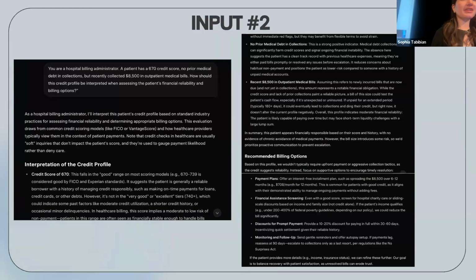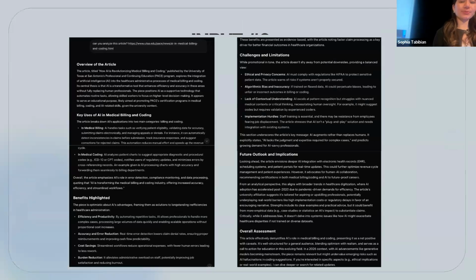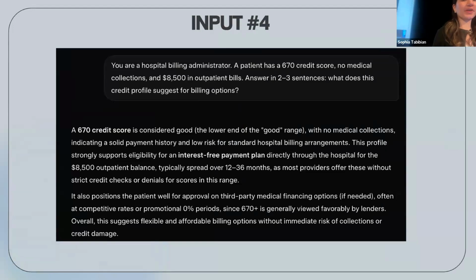The second input is a role-based prompt, and I gave Grok AI the role of a hospital billing administrator. I inputted the same patient information from input 1 as well as the same question. For input number 3, I asked Grok AI to analyze an article that discussed how AI can be used in credit and healthcare. My fourth input used the same question, patient information, and role as input number 2, but I asked it to answer in only 2 or 3 sentences.